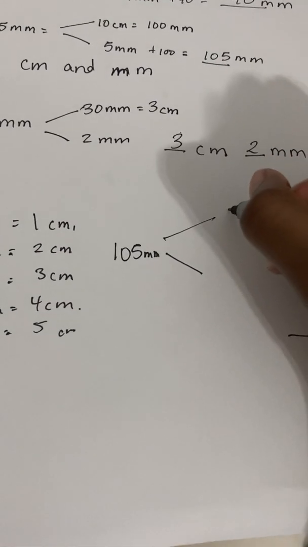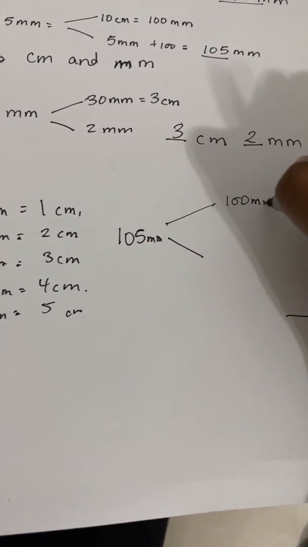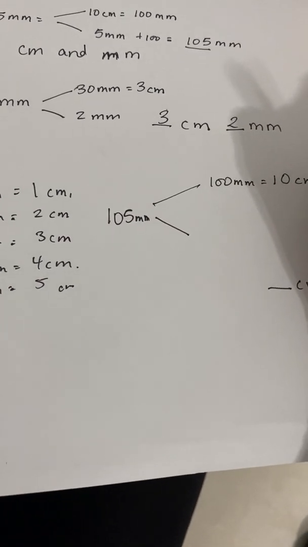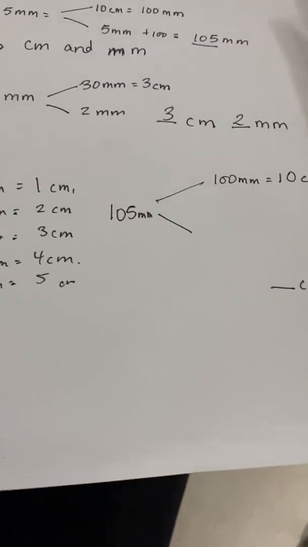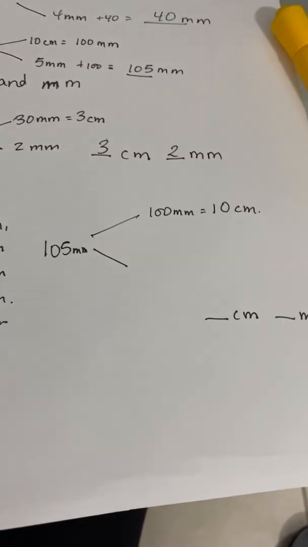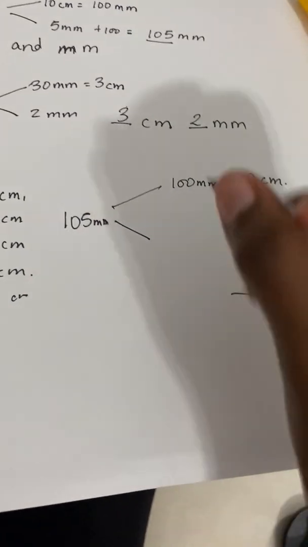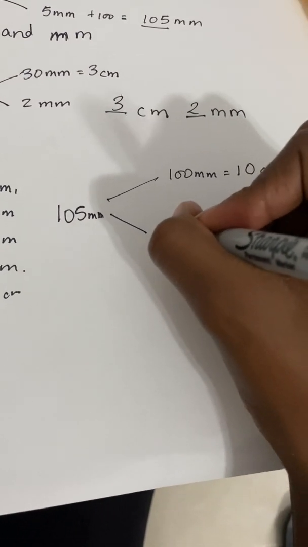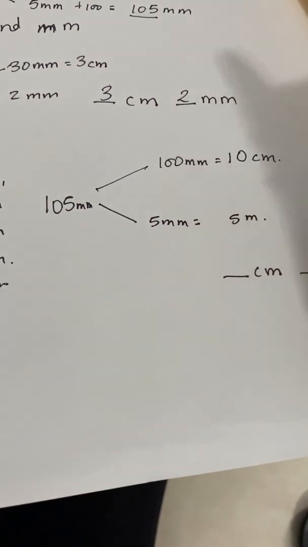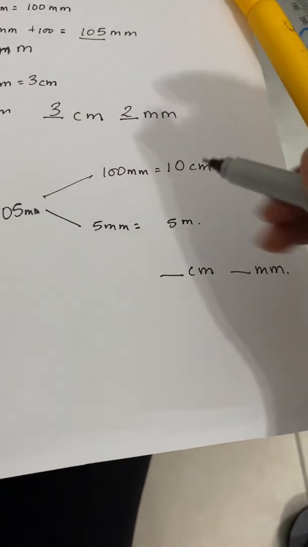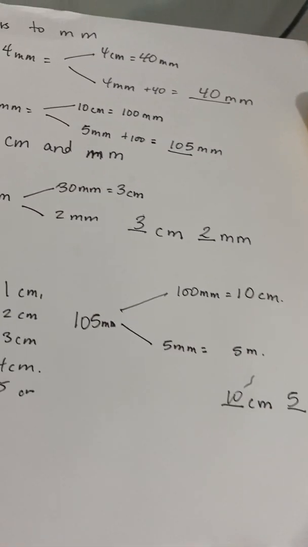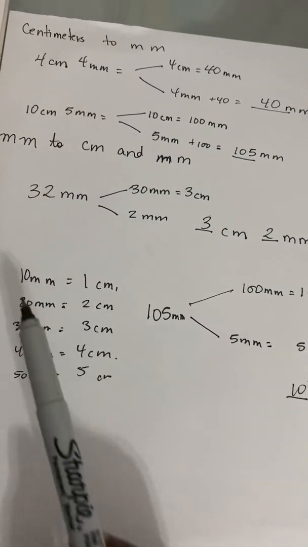So I will put 100 millimeters equals 10 centimeters, because 10 times 10 is 100. And then the remainder is 5 millimeters. And that gives me 5. So my answer is 10 centimeters and 5 millimeters. So today we're going to be doing a little bit of this.